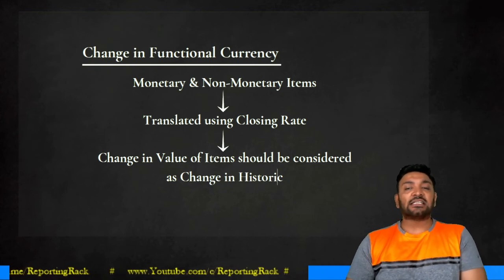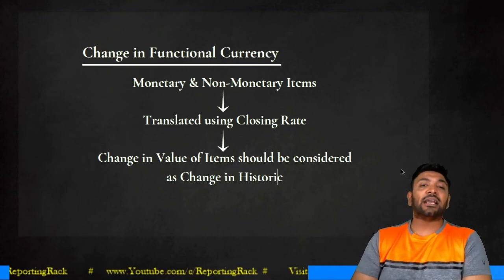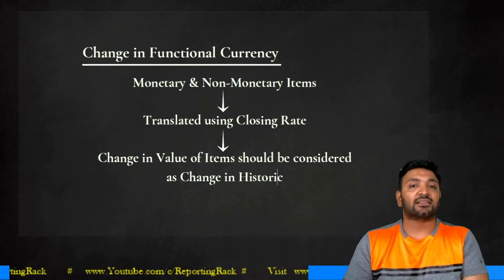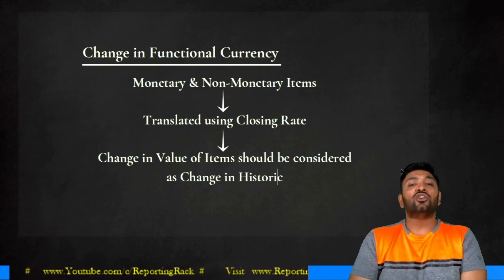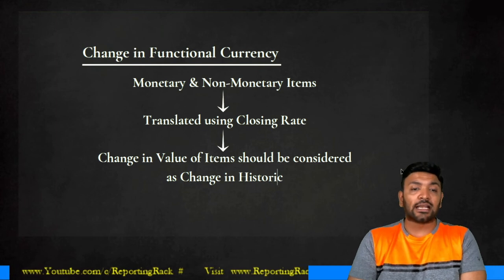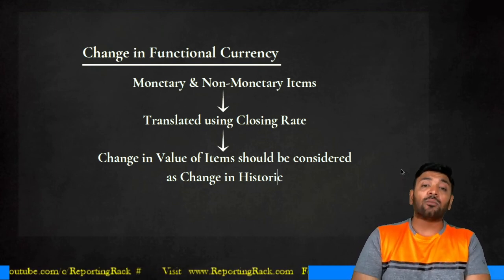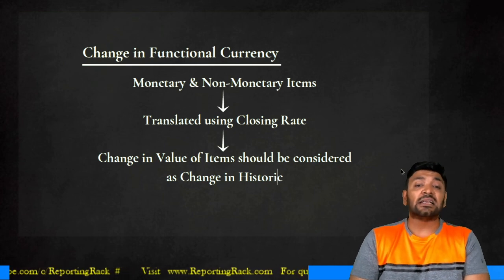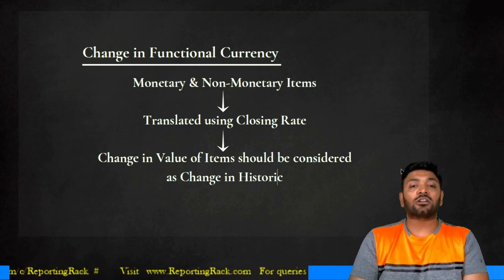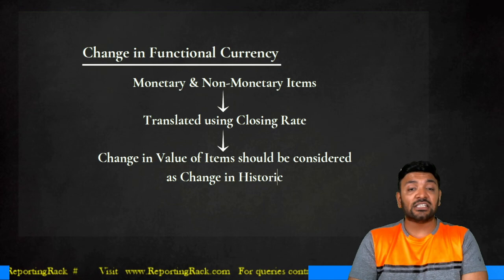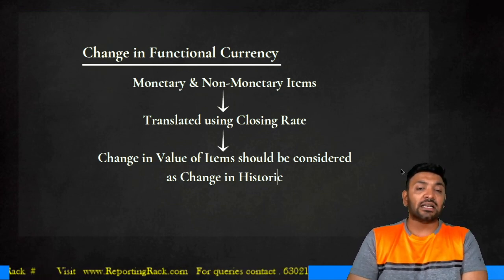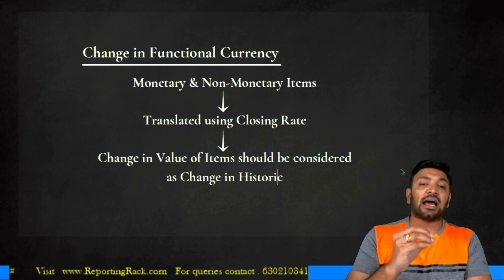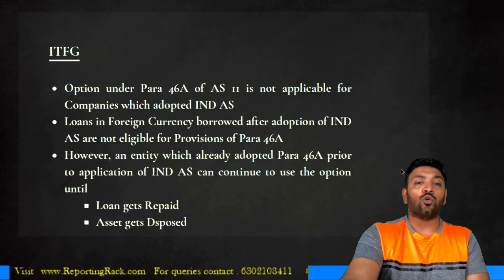Can a functional currency change? Yes, sometimes there can be a change when there is a change in circumstances. In such cases, your monetary and non-monetary items should be translated using closing rate, and the change in value of the item, be it monetary item or non-monetary item, should be considered as a change in historic cost. So no exchange gain or loss should be considered. It should directly be considered as a change in historic cost and go on.